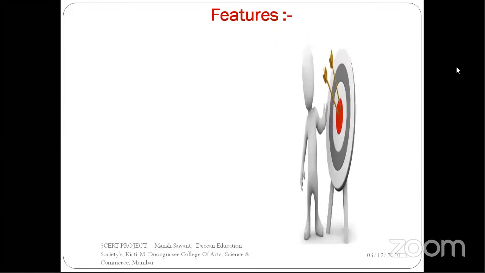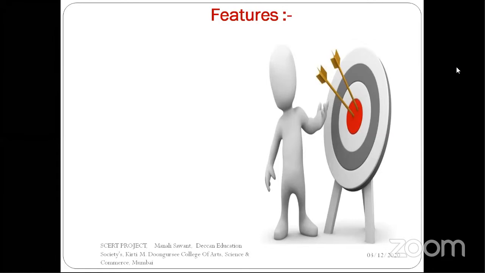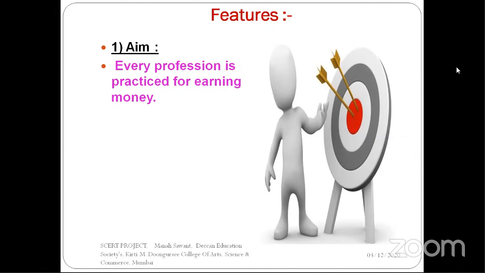Now, this profession has some features. Which are they? The first feature of profession is aim. What is the aim behind this profession? Obviously, profession is nothing but an economic activity. Now, why do we follow the economic activity? Because we are earning certain monies. So obviously, whenever a person engages in a profession, his aim is to earn money in the form of fees. So every profession is practiced for earning money.